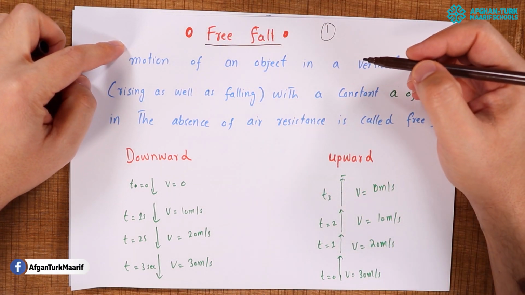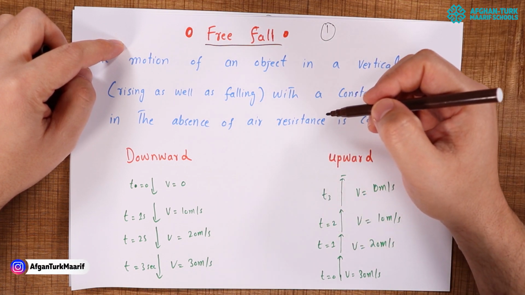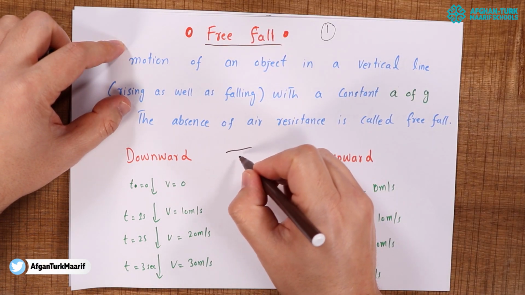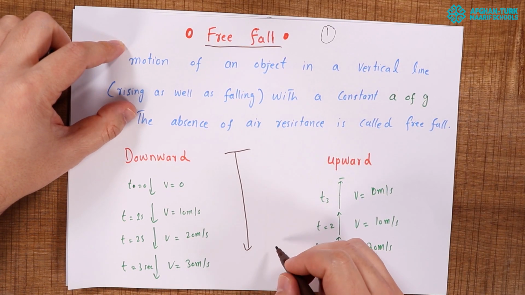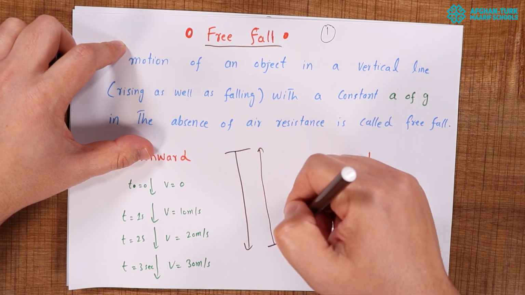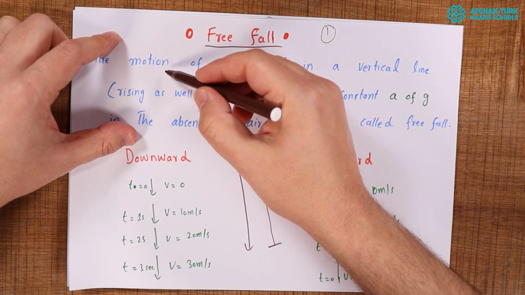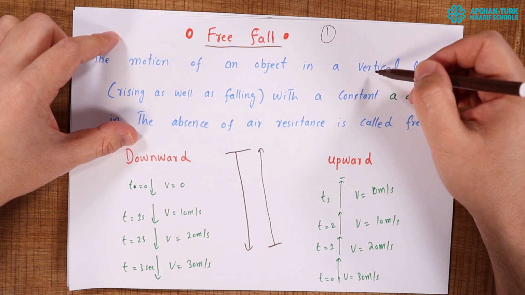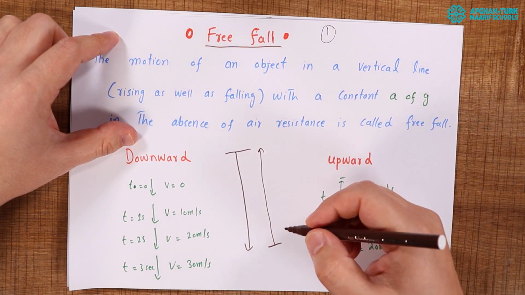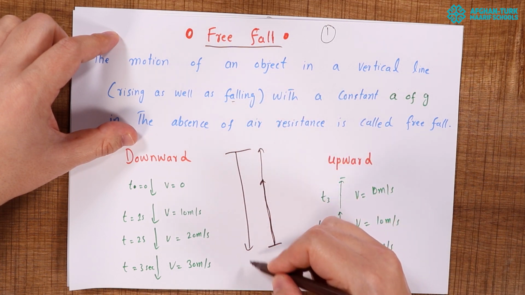Dear student, now we are going to study or explain free fall. Free fall is a vertical motion. Sometimes it's from up to down, like this one, and sometimes it is from down to up. So that's why this is called vertical motion. Here, in the definition, they write: the motion of an object in a vertical line, rising as well as falling. Rising means sometimes it will go up, and falling means sometimes it will go downward.